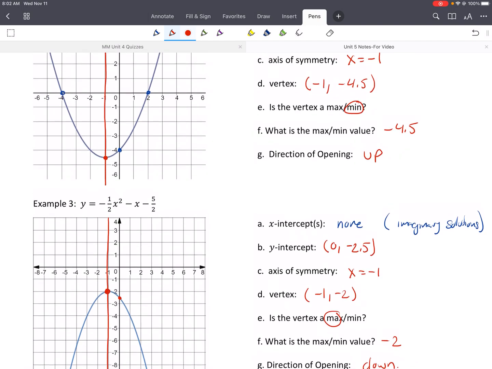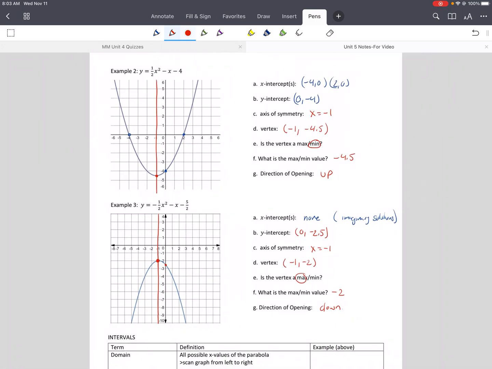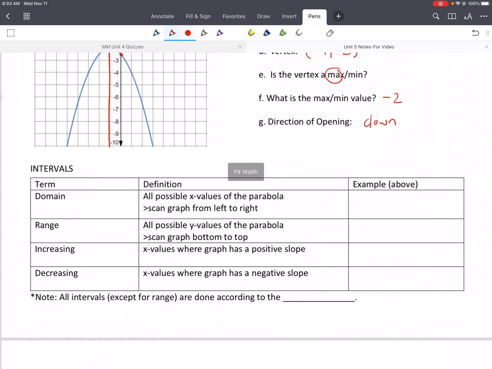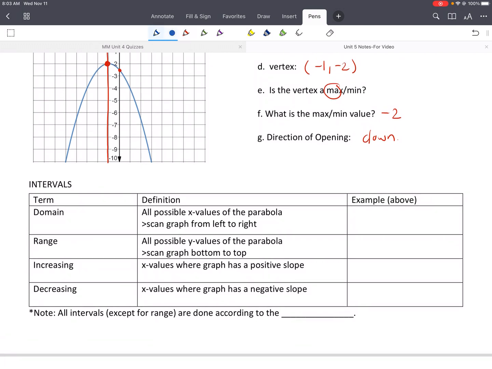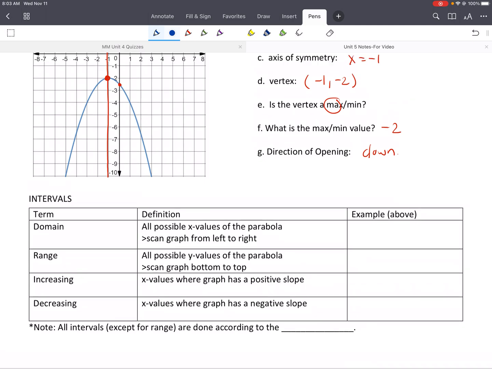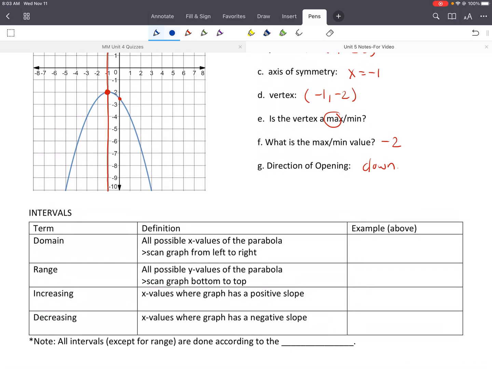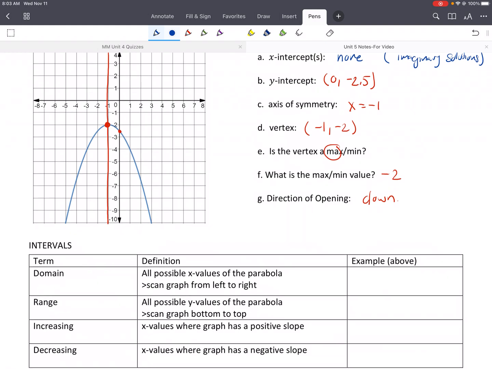All right, so we talked about all of these key features. We're also going to be talking about intervals. Things like domain, range, increasing, and decreasing. So the domain is all possible x values. If we look at this example above, as we go in this direction, this just continues to go forever. It just keeps going in the negative x direction, and on the other side, this continues to go in this direction forever.